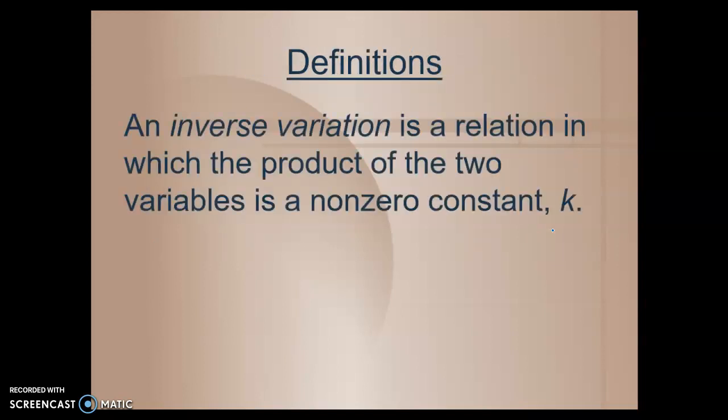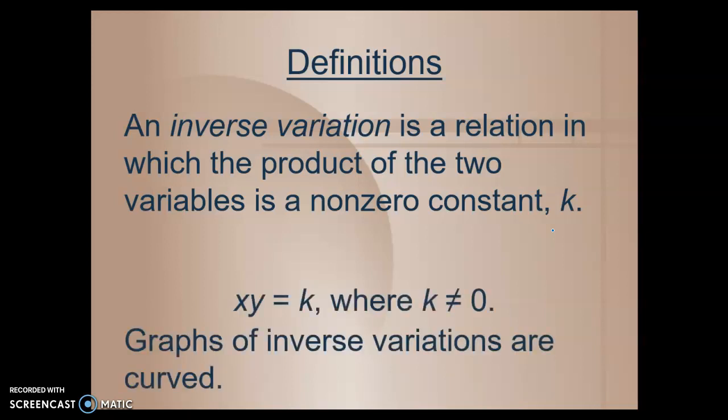An inverse variation is a relation in which the product of the two variables is a non-zero constant. Let's translate that from English to math here. We've got the product, so there's our multiplication, of two variables, x and y. It's a constant, k, that is not 0. So that's how we would translate this English definition to a mathematical definition here. We'll take a look at the graph later, but please note the graphs of inverse functions are not linear.